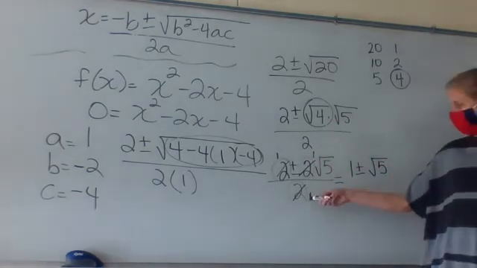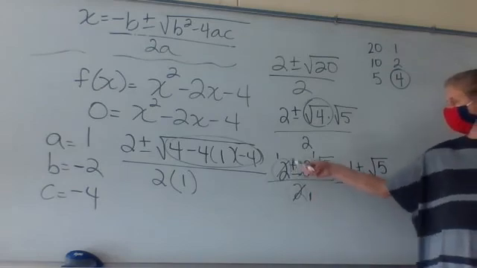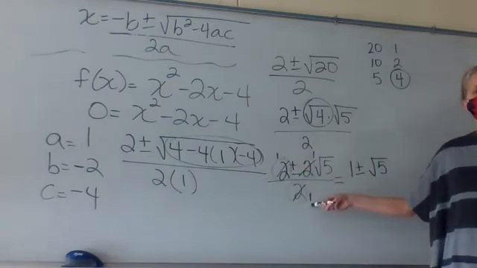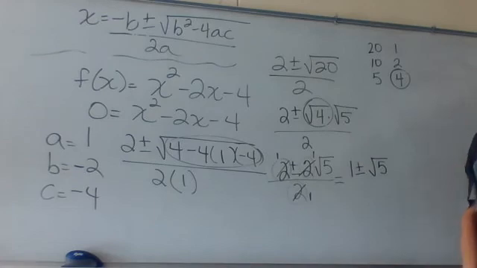Now, what's your denominator? Now that you've simplified those 2's into 1's, your denominator is just 1, which means you don't have to write it. Right? If you have a fraction, but it's over 1, that 1 is unnecessary. So those are your 2 solutions: 1 plus and minus the square root of 5.